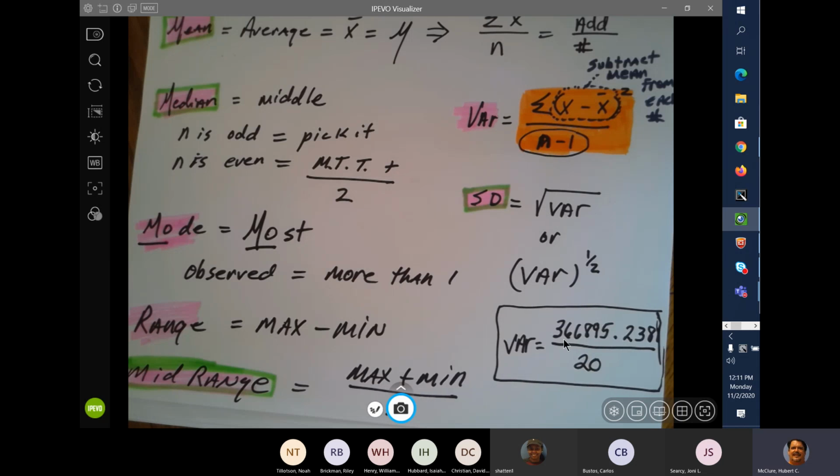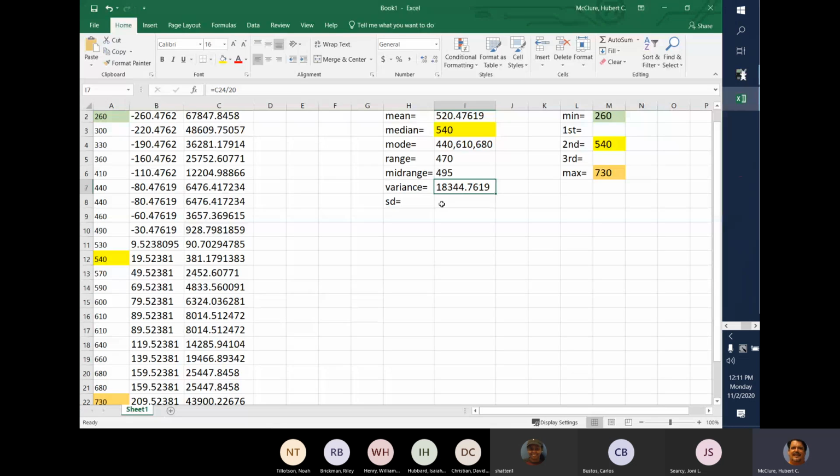Okay, so I'm going to take that number that I got right here, and I'm going to raise that to the 1/2 power. Raise it to the 0.5 power. And that is your standard deviation.